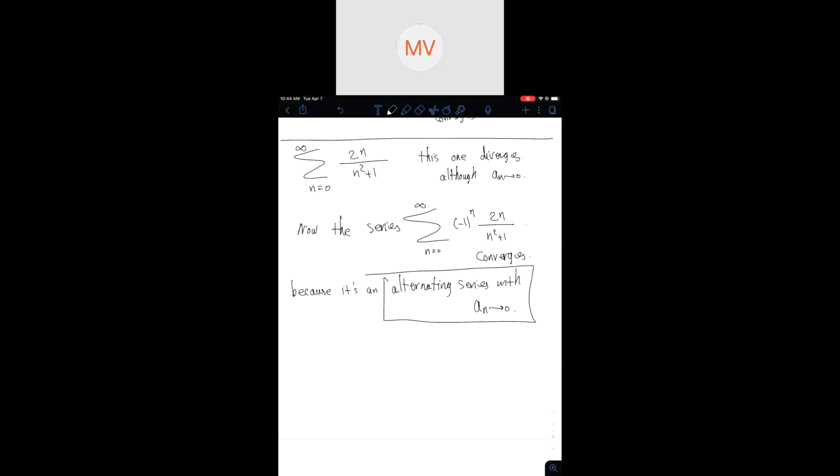Let's do a couple examples. There's one more thing in 10.7. I'll talk about it on Thursday. 10.7. It's called basically absolute convergence and conditional convergence.